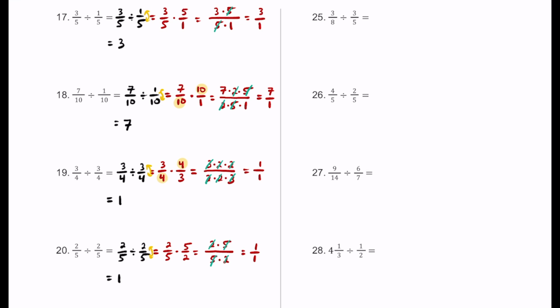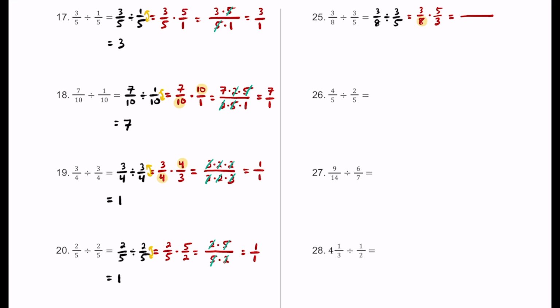Okay, for 25, we have 3/8 divided by 3/5. So let's go ahead and write the original, 3/8 divided by 3/5. As a multiplication problem, this is going to be 3 over 8 multiplied by 5 over 3. Now as one fraction bar, let's see, can anything be broken down?